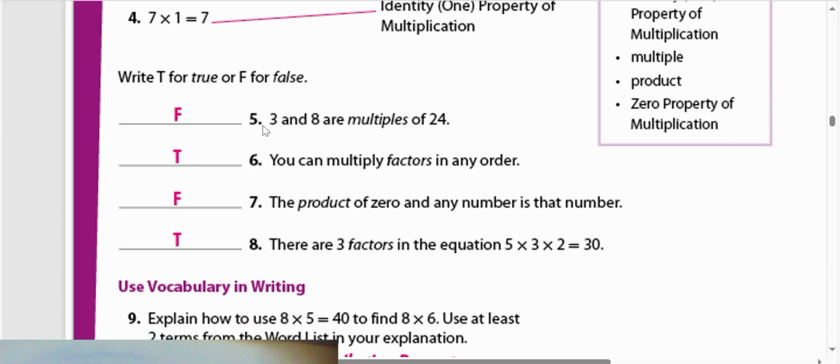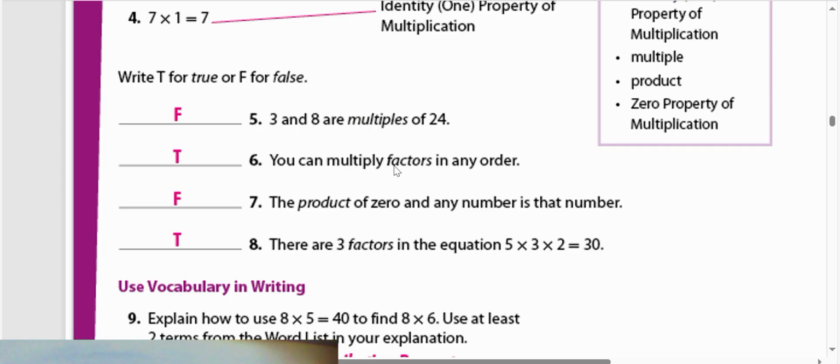We have number 5. 3 and 8 are multiplied, the total is 24. It's the inverse. We have right here 3 and 8 are factors of 24, not multiples. Understood? We must change this word and write factor.